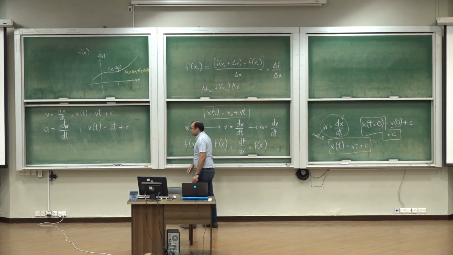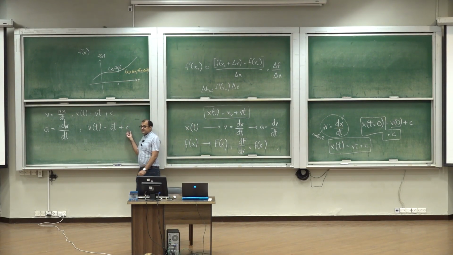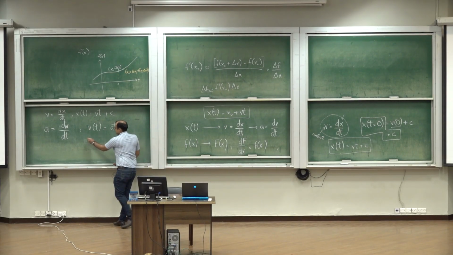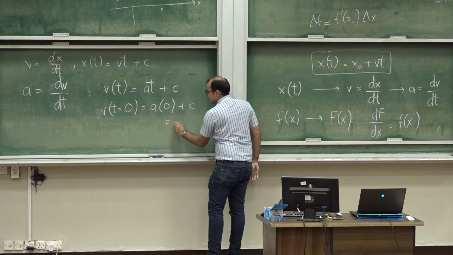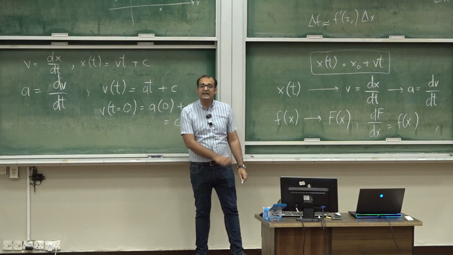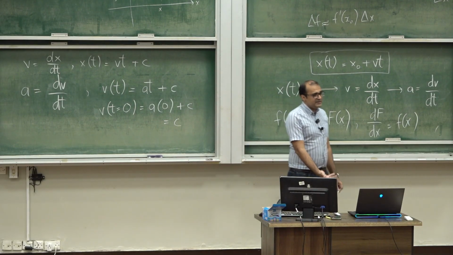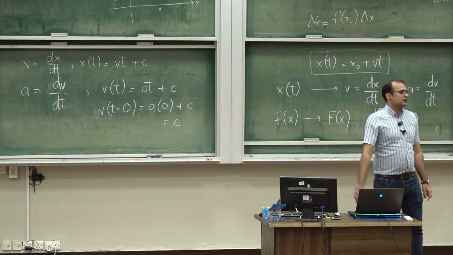Now, again, I need to give this c, this constant, some physical meaning. How do I do that? You put t is equal to 0. So v at t equal to 0 is equal to a times 0 plus c, which is just c. So c is nothing other than the velocity of the object at the instant when you started your clock.